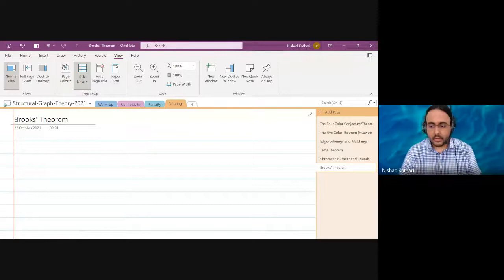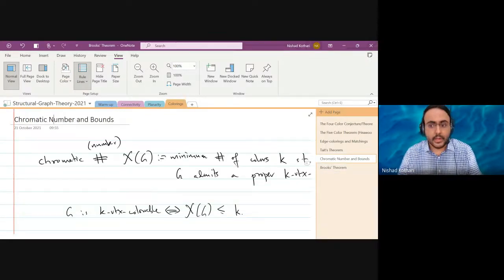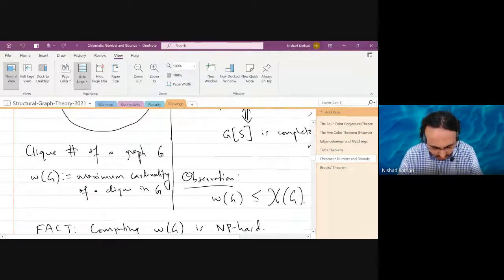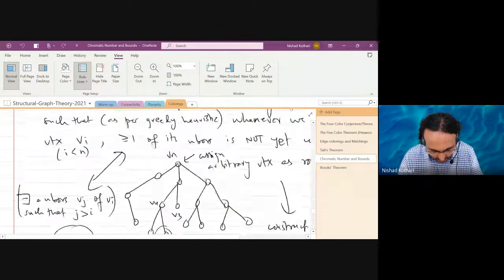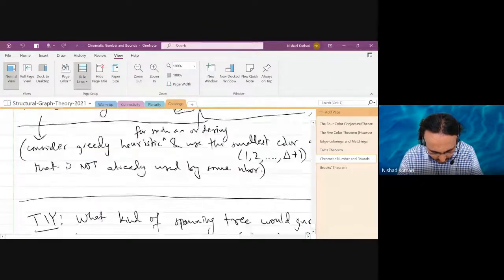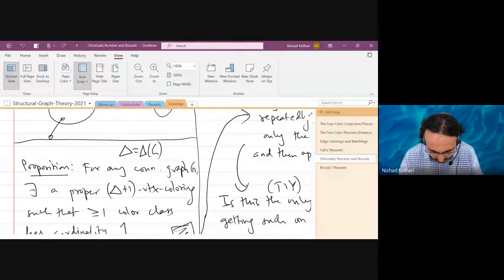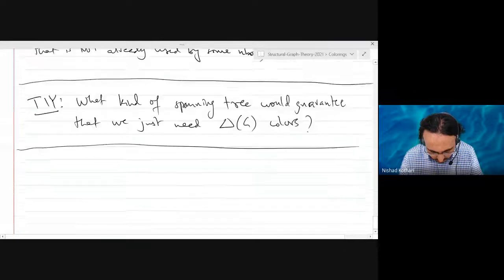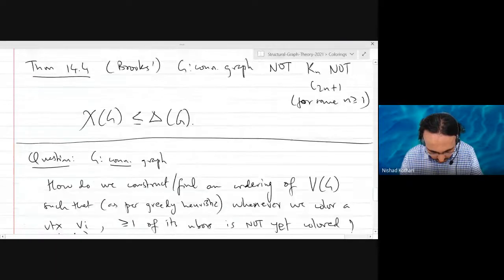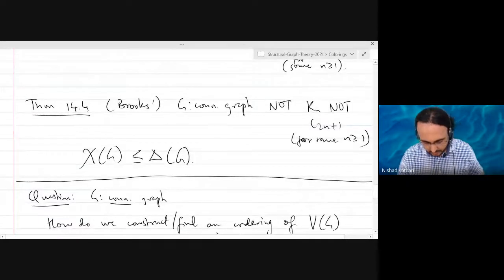All right. Good morning, everyone. So the goal today is to prove Brooks' theorem, right? So let me just write down the statement again on the next page. Okay. So it's Theorem 14.4 in the text.